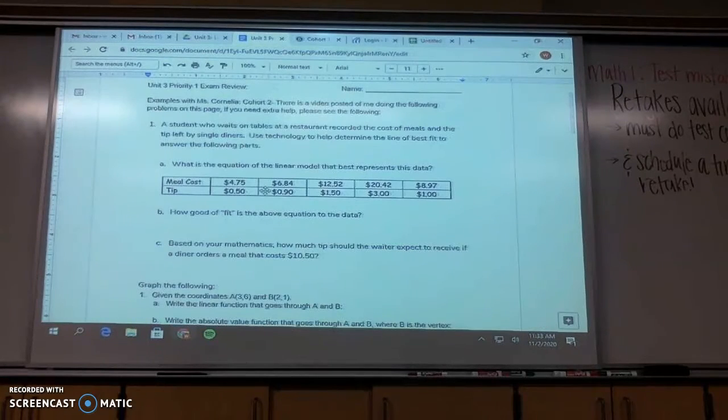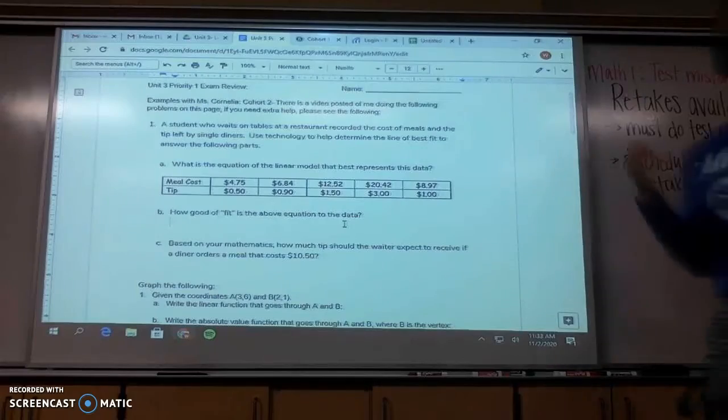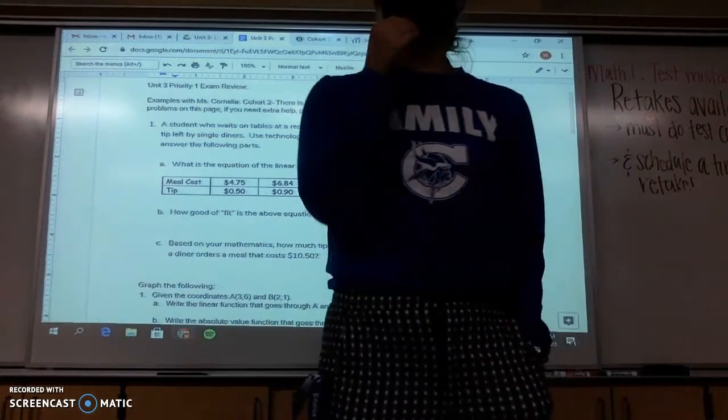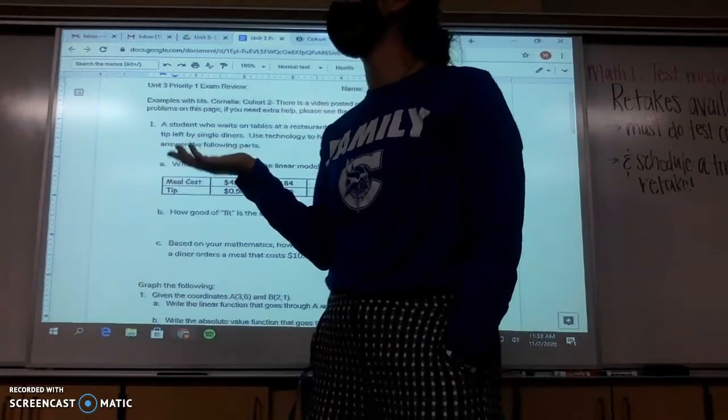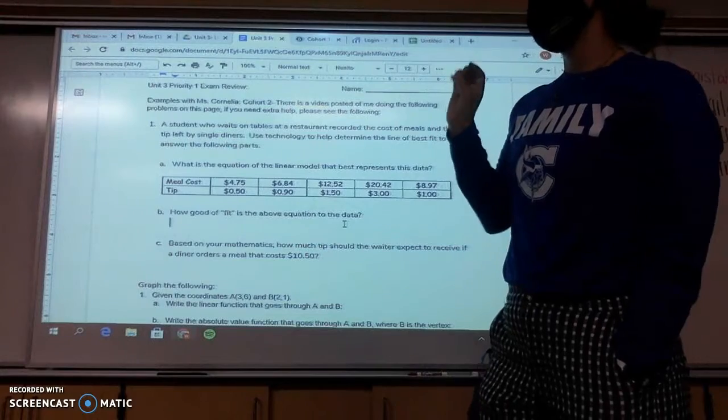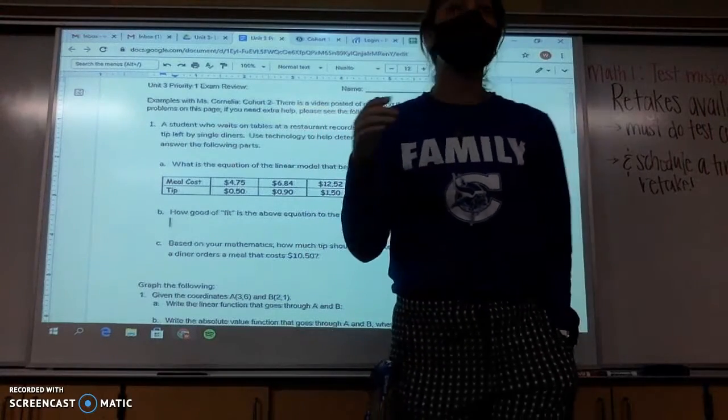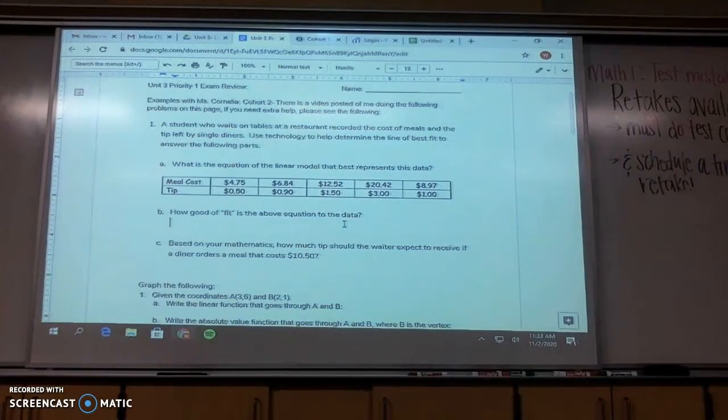So the next question over here is, how good is the fit for the equation above? That is where our R score comes in. 0.982, I think it was, is a really good R score. That's really close to 1. We also can have an R score for a quadratic, which I'm going to show you here.